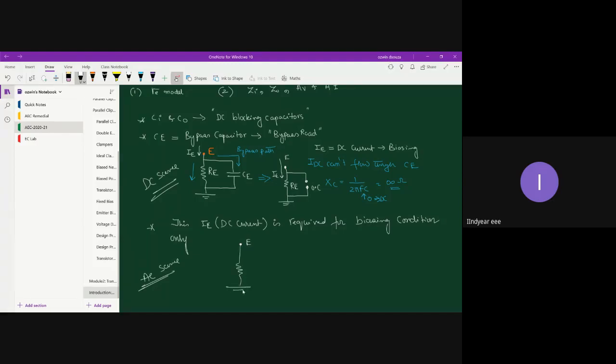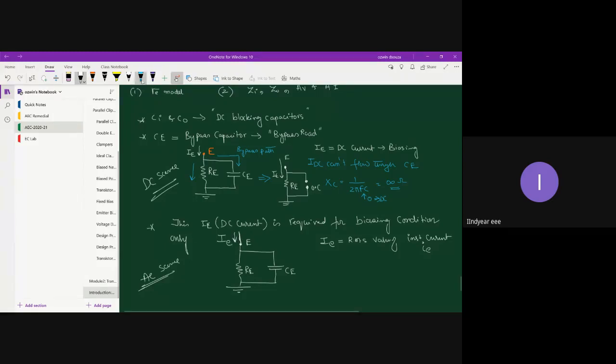You have an emitter resistor RE, and across the emitter resistor you have your bypass capacitor CE. Now let me call this the RMS value of AC current. So capital I e is equal to the RMS value of the instantaneous current small i e. Now we have considered an AC current getting into the emitter terminal.